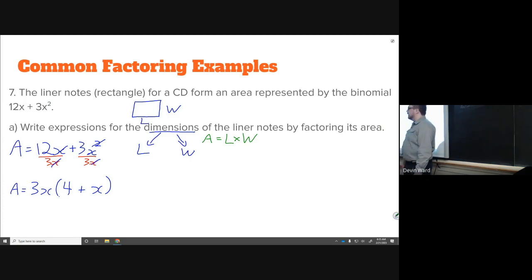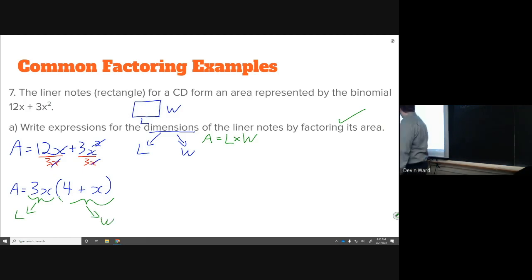So we factored it. Now, how do we find the length and the width? Remember, area is length times width. So we have area equals something times something else. We can just call them length and width. So I'll say that 3x is length and 4 plus x is width, because they're multiplying together.